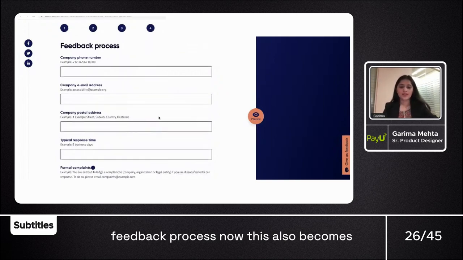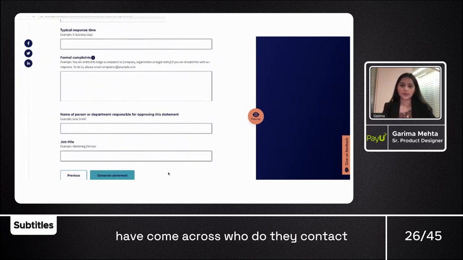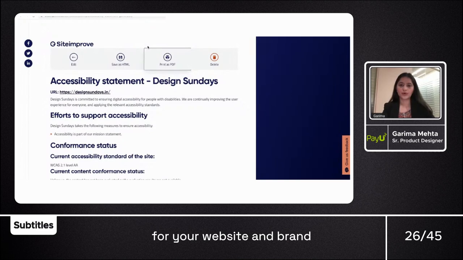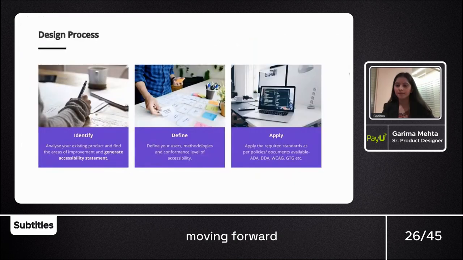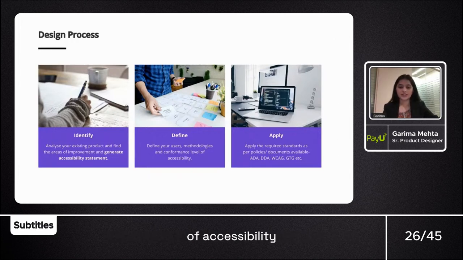Now this also becomes very important, because if somebody finds that there is some issue that they have come across, who do they contact? Where do they raise the complaints? So these kinds of sites can help you generate quick accessibility statements for your website or for your brand. Moving forward to defining your users. As I said, you need to define your users even more elaborately and find more attributes to add to your persona, the methodologies and conformance levels of accessibility.